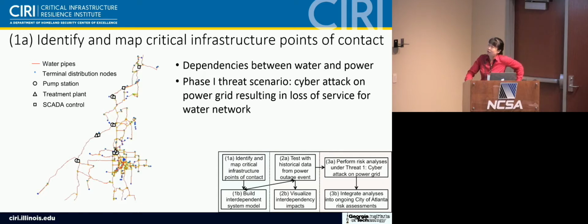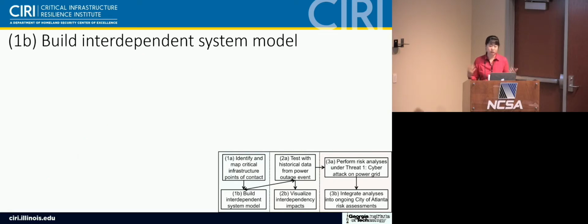The idea here is that we want to see where the individual points of connection are between these multiple infrastructures. The water system, for example, traditionally has just operated on its own, but as we introduce additional, more advanced controls, we introduce dependencies with power, dependencies with communications, with fiber, with cell, and power as well. So once we've identified and mapped these points, then we want to build our interdependent system model.